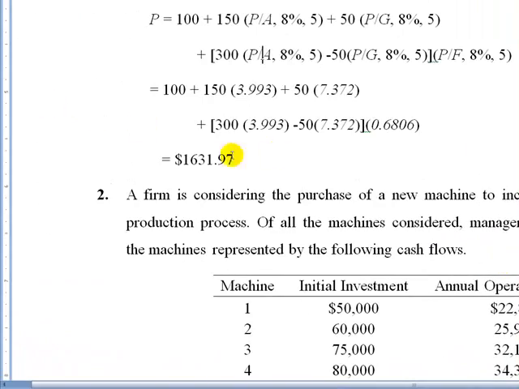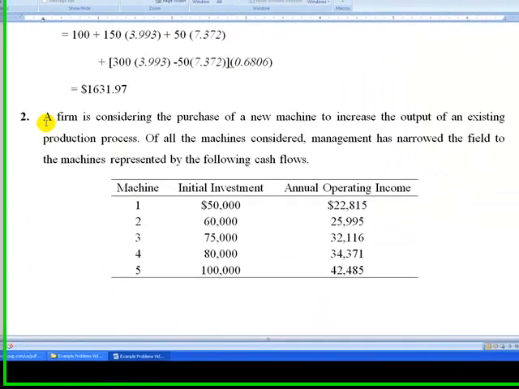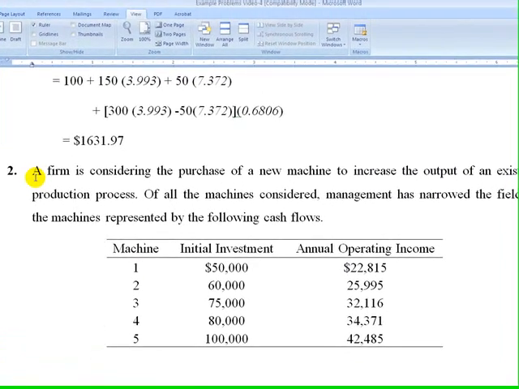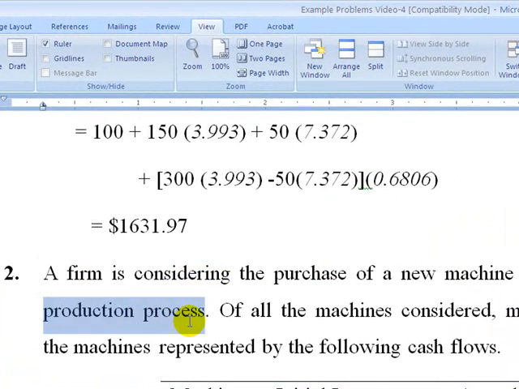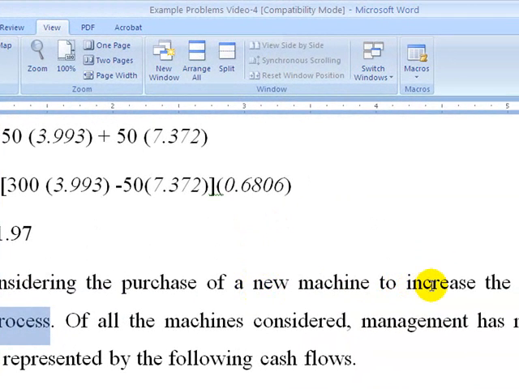So that is that. Now let's talk about problem 2. In problem 2 again, we are interested in the present worth. This is all this chapter is about. So let me read the problem first. A firm is considering the purchase of a new machine to increase the output of an existing production process. So basically the company is interested in buying a new machine. They want to increase their output, and a new machine would be able to do that for them.